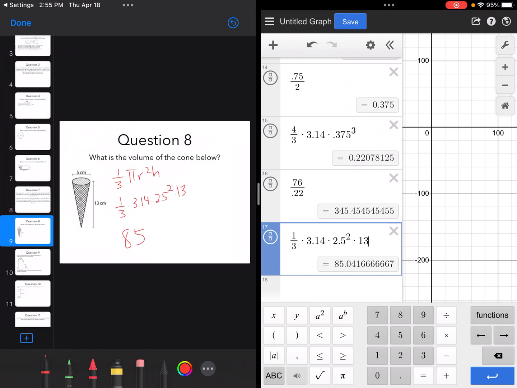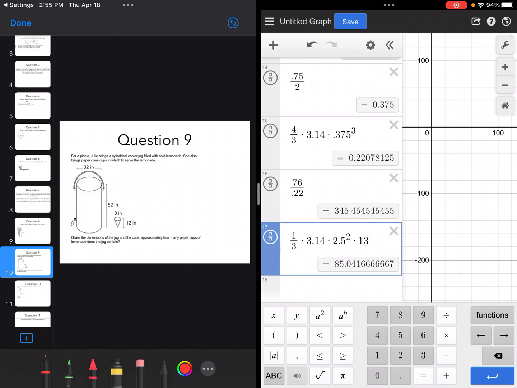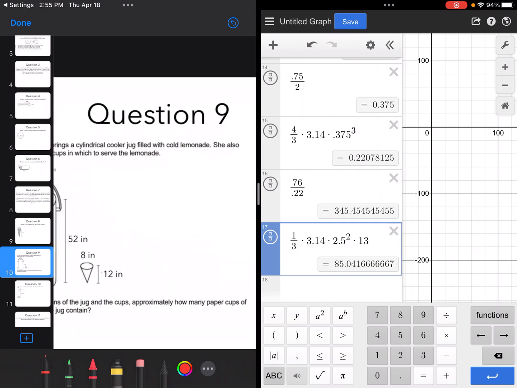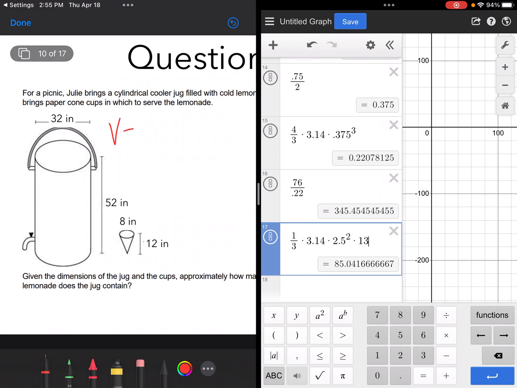All right, next one. It says, for a picnic, Julie brings a cylindrical cooler jug, and she's filled it with cool lemonade. She also brings paper cone cups, in which to serve the lemonade. Given the dimensions of the jug and the cups, how many paper cups of lemonade does the jug contain? So I have to find the volume of the cylinder. So volume equals pi times radius squared times height. So volume equals 3.14 times 16 squared times 52.